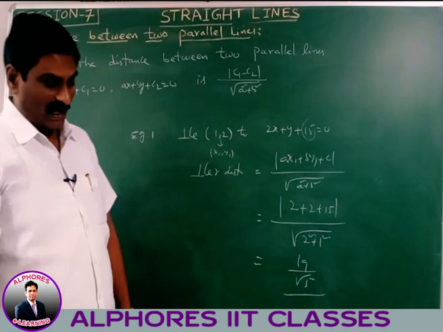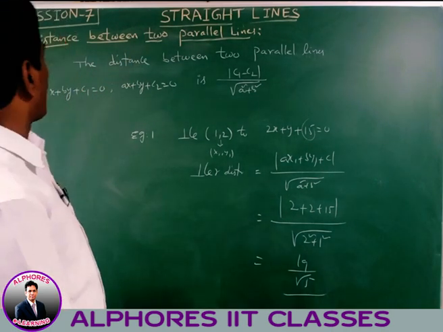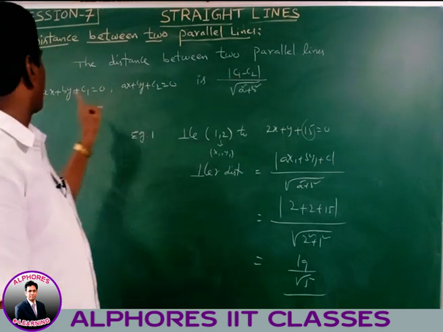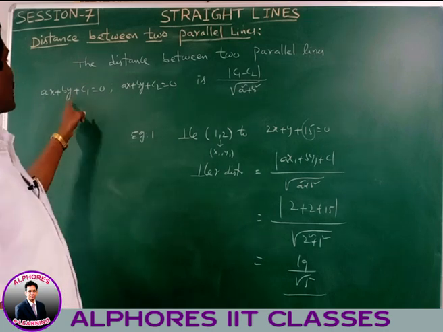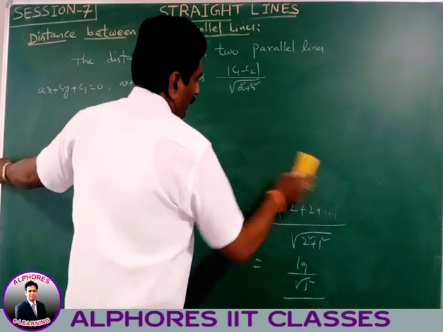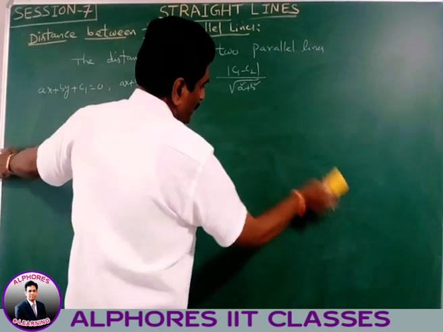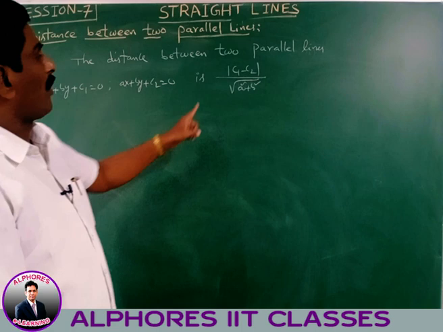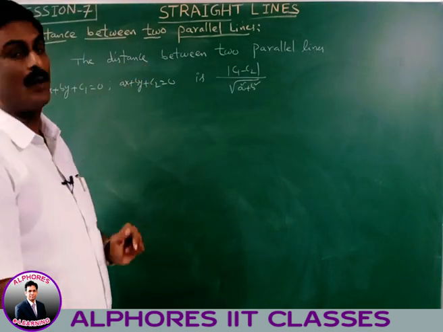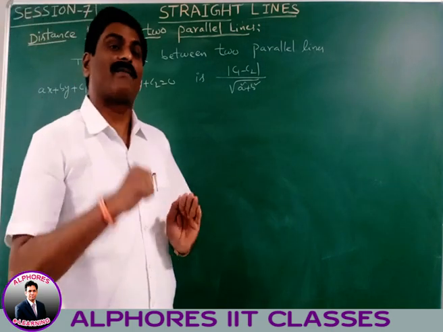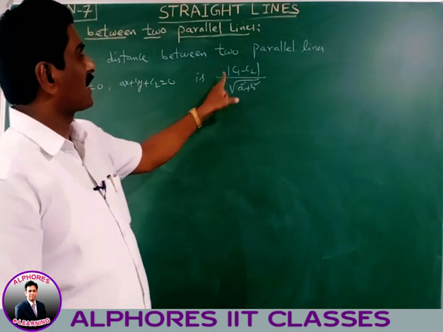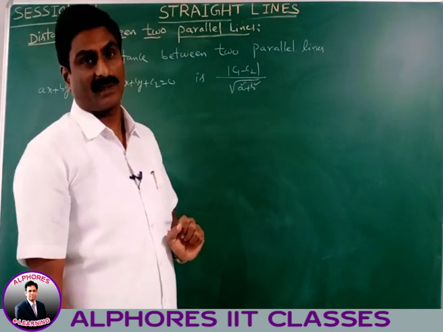Distance between two parallel lines. The distance between two parallel lines ax + by + c1 = 0 and ax + by + c2 = 0 is mod (c1 minus c2) by root over a square plus b square. In this case, we find the distance between two parallel lines. Two parallel lines never intersect. The distance between the two parallel lines is always constant. That constant is mod (c1 minus c2) by root over a square plus b square.